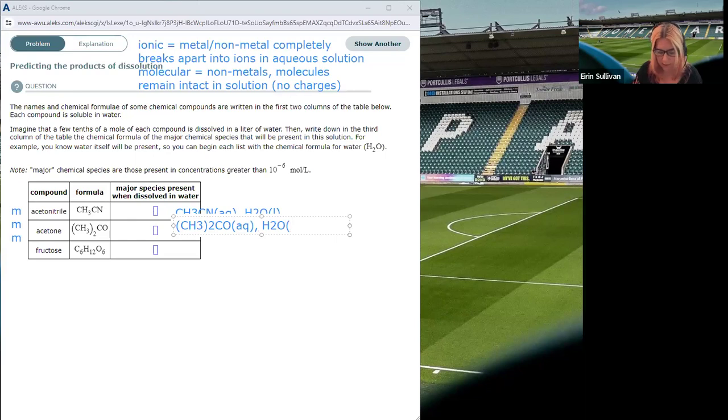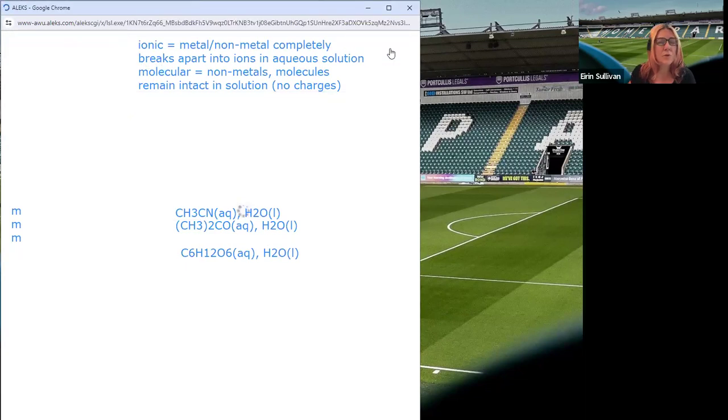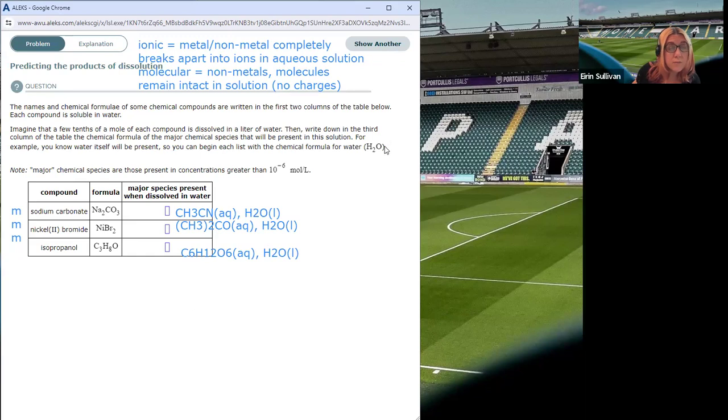Yes, I do believe you need state symbols. You might be able to get away without putting state symbols for the water, but definitely for the molecular species, you would need the state symbols. So there is always water there too. All right, let's see what's on the next one and see if we can find anything ionic. Because when we have something ionic, we have to actually work out what ions we have.